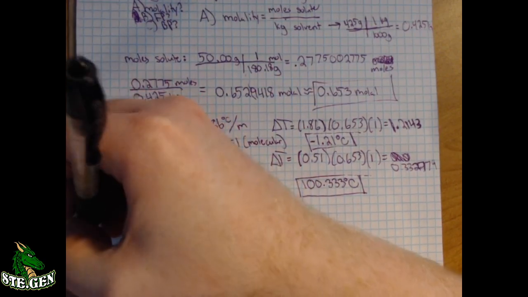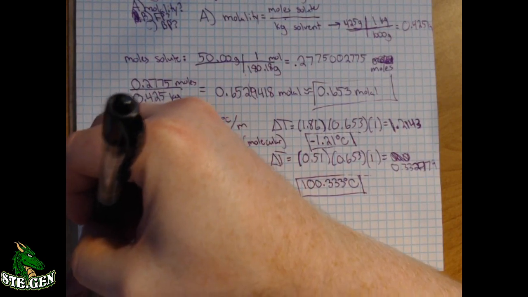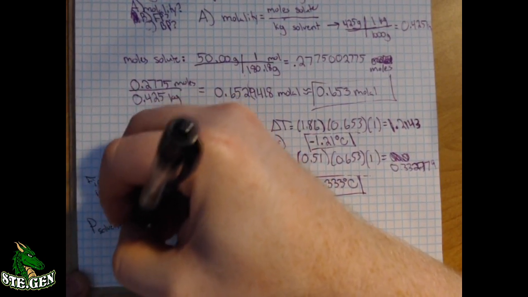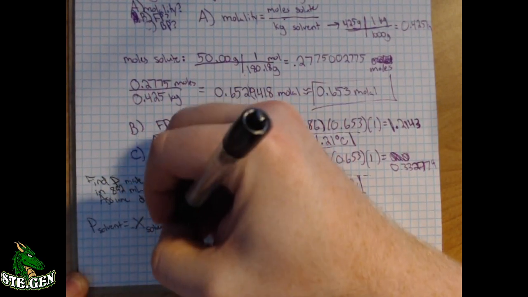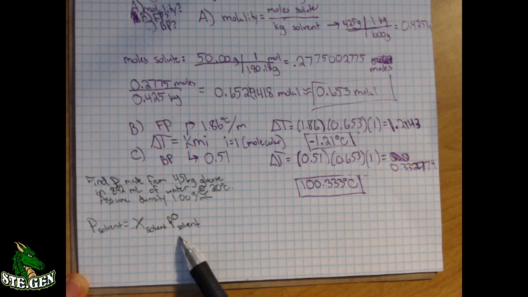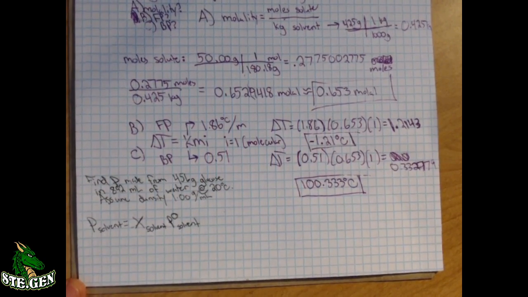Now, our formula we're going to use for this is called Raoult's law. Raoult's law states that the pressure of a solvent is equal to the mole fraction of that solvent times the initial pressure of that solvent. So if you know what it originally has a pressure of, and you know its mole fraction, you can determine its new pressure. And again, this is called Raoult's law.